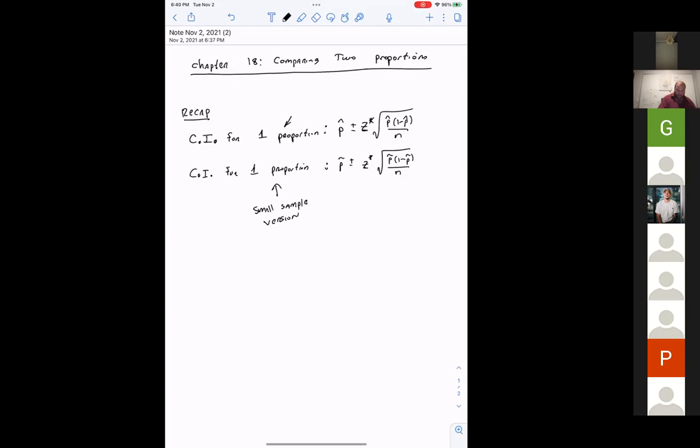And this one here was the large sample version. What's the large sample version? n p hat and n (1 minus p hat) must both be greater than or equal to 10. And for the small sample version, we just require n to be greater than or equal to 10. So a much smaller sample. That was the recap of confidence intervals.